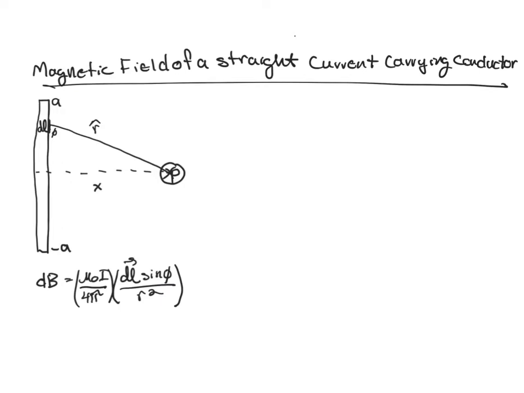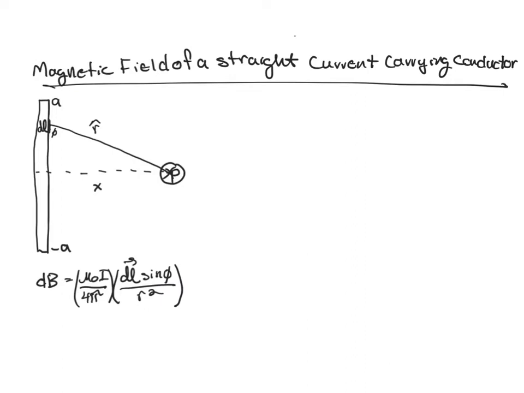So we want to know the magnetic field strength some distance away from the wire. So I've labeled that point P. And I've labeled the magnitude of the vector here, and our x, and this is going to be our y. And I've written down our Biot-Savart law.